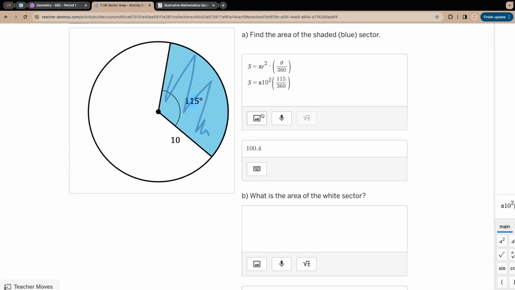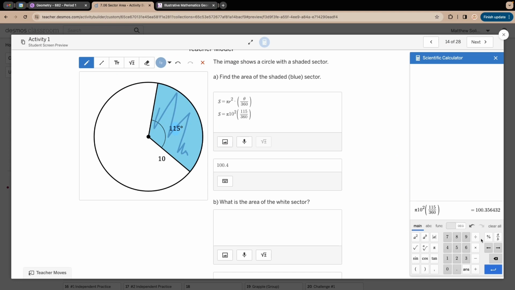Now the whole circle, right? If I did the whole circle, it would just be pi r squared, which is 100 times pi. So the whole circle is 314 units squared. And this blue piece is just 100 of it, right? And that makes sense, right? 100 is like a third of it. It looks like about a third of it. So mentally, I'm just checking my work.